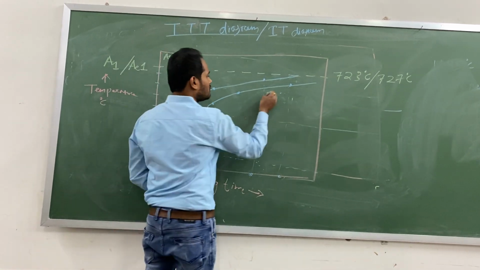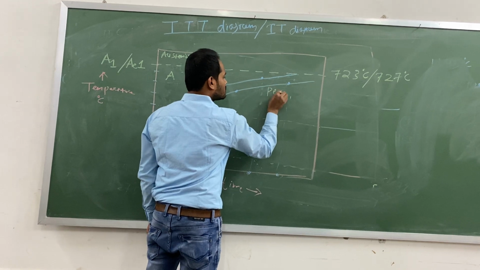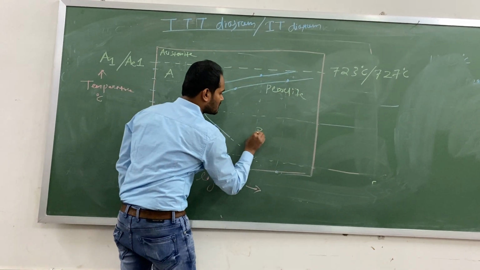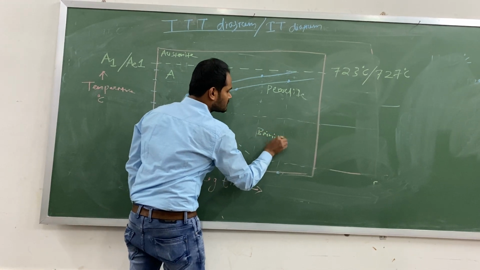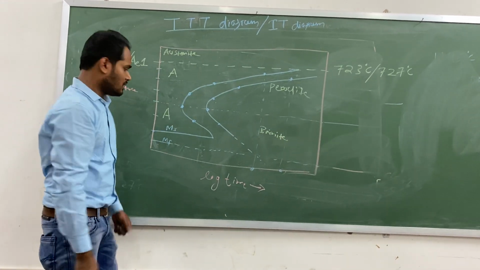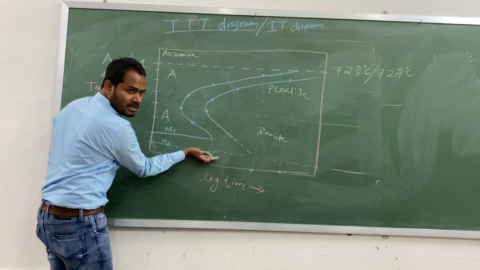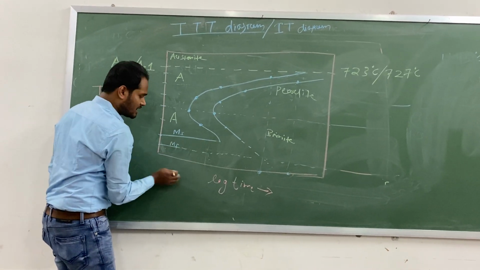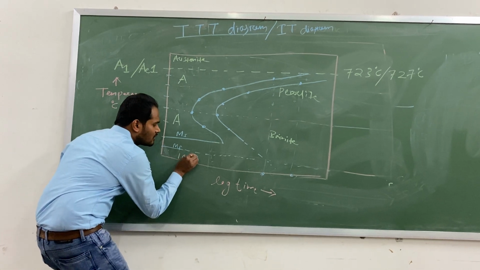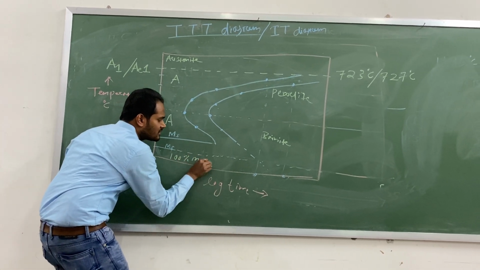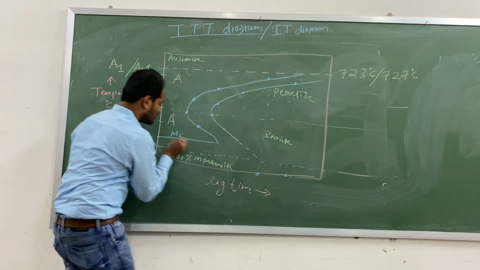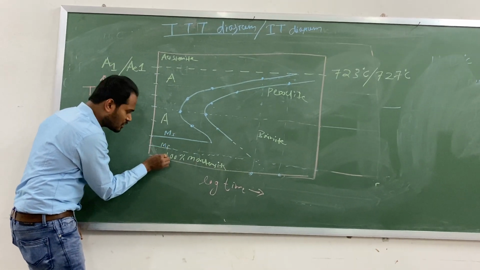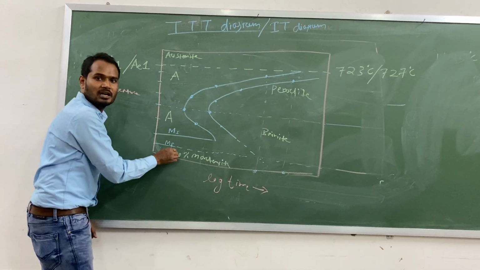So I can write here pearlite region, and here I can write bainite. Fine. And below this line, I have Martensite. And below this, I have 100% Martensite. Obviously, yes or no? Because Martensite starts at this temperature and finishes at this temperature. So below this, all the austenite is transformed into 100% Martensite.